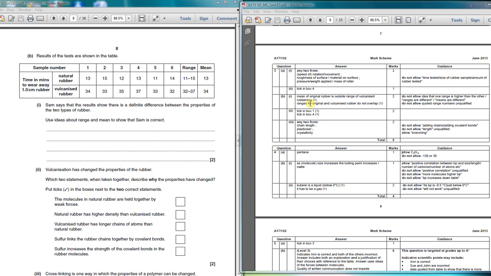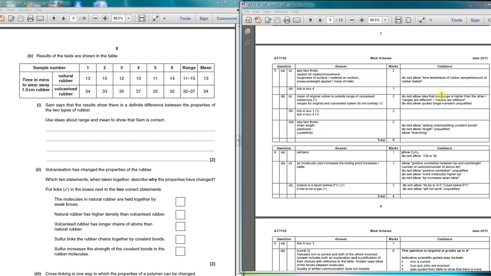And the second mark is for the ranges of the original and the vulcanized rubber not overlapping. So 11 to 15 does not overlap with 32 to 37. So because the 15 is lower than 32, they're not overlapping, so they are very different. So there's your 2 marks.